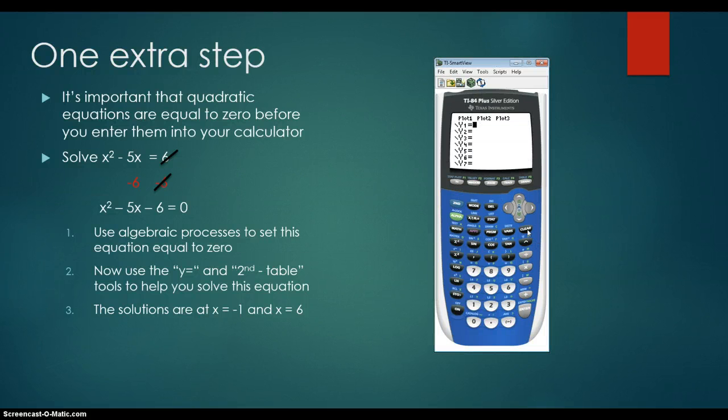So I'm going to go back to my y equals screen, and I'm going to put it in exactly like I see it. And again, I'm going to look at the graph and I see I've got two solutions. So let's go to the table and let's figure out what those are. Ooh, I see one right there. See the 0 in the y column? So it's (-1, 0) is one solution. I know I had a solution on the positive side, so let's keep looking on the positive side. There it is, (6, 0). So I can say that my solutions are at x equals -1 and x equals 6.